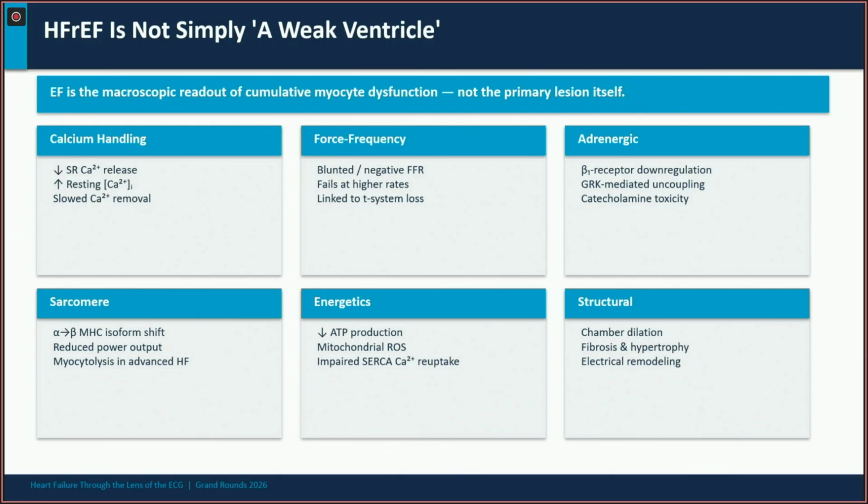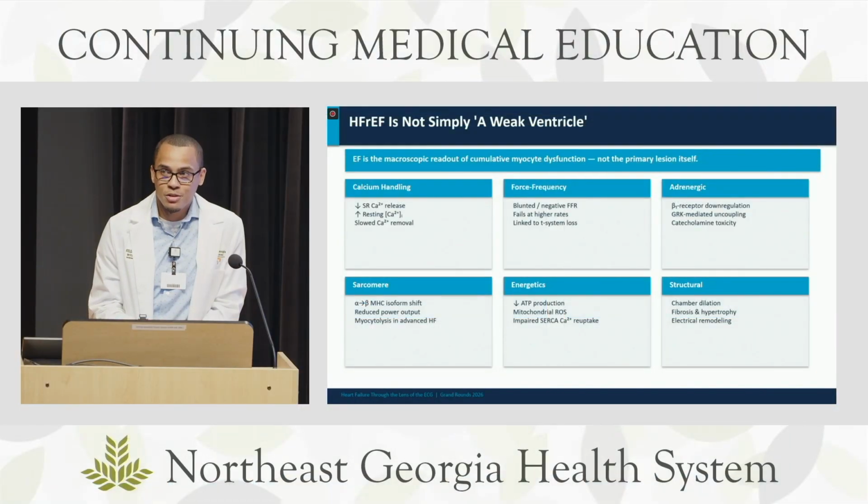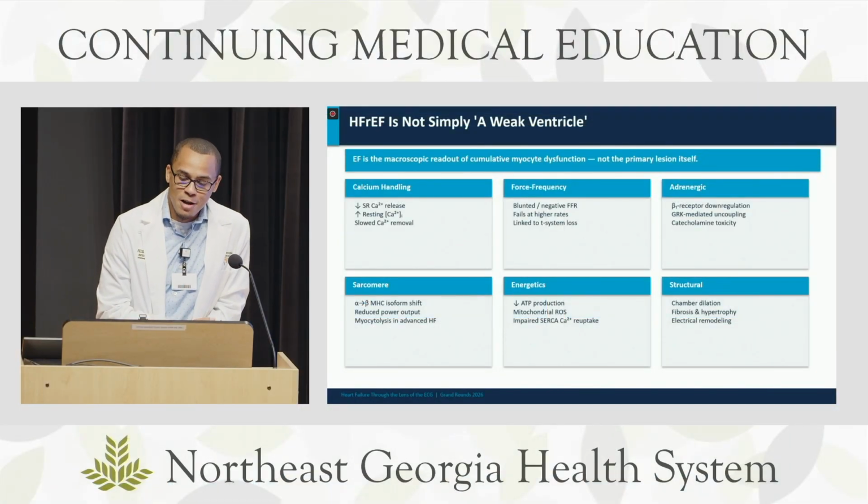Again, another result from this mishandling of ions and the sarcomere changes is the blunted force frequency relationship. Energetics too, we suffer in that end from remodeling. Your mitochondria change in a way that decreases ATP production, and those changes in your mitochondria also lead to the mishandling of calcium as well. Again, these changes will lead to decreased cardiac output, and by that it will increase your sympathetic drive.